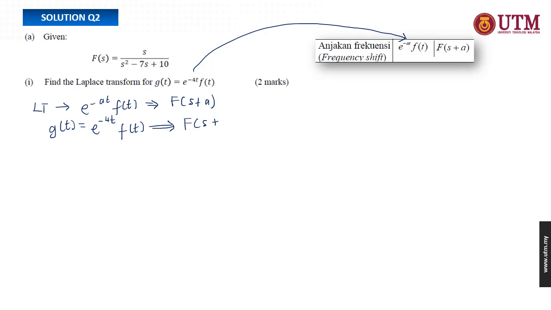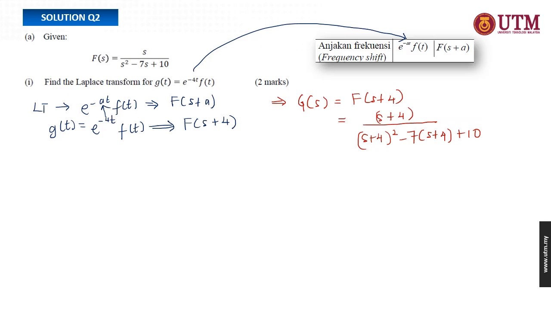So in your case, your g(t) is equal to e to the minus 4t f(t), in which it produces F(s plus 4), since a here is 4. So you already have the F(s) equation given to you. Therefore, your G(s) equal to F(s plus 4). So all s must be added by 4. So (s plus 4) squared minus 7(s plus 4) plus 10. So this is your G(s). Because the question asks you the Laplace transform of g(t), so it is G(s).